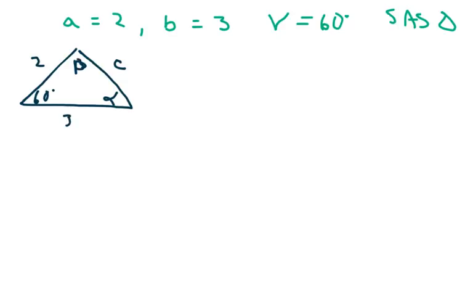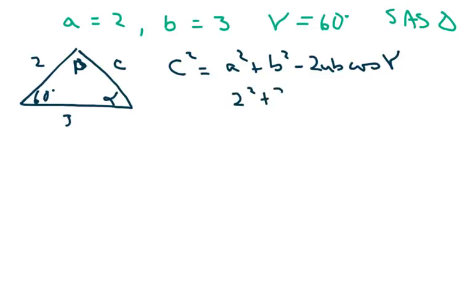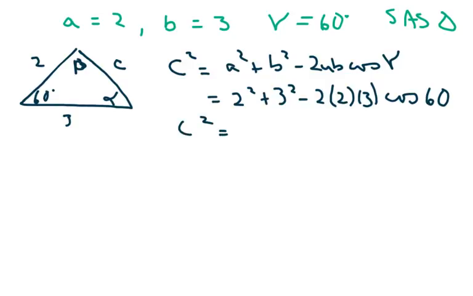Since we don't have c, this is what we're looking for, so I'm going to use c squared equals a squared plus b squared minus 2ab cosine of gamma. We're going to plug everything in because we have all the information. So we have 2 squared plus 3 squared minus 2 times 2 times 3 cosine of 60, and that gives us c squared equals 7. So c equals root 7. Because we're talking about distance, we're not doing the minus, we're just doing the plus.